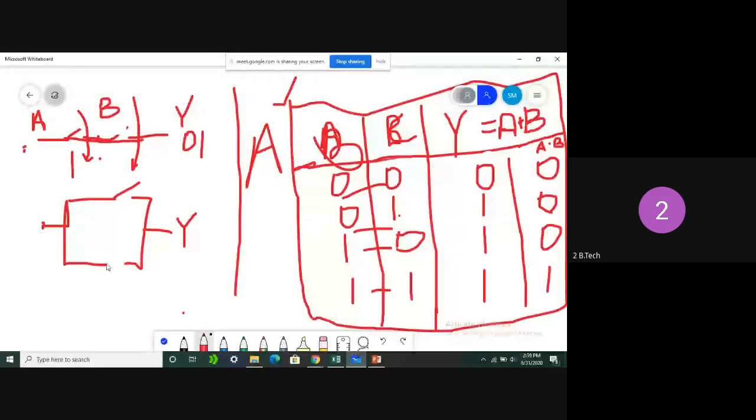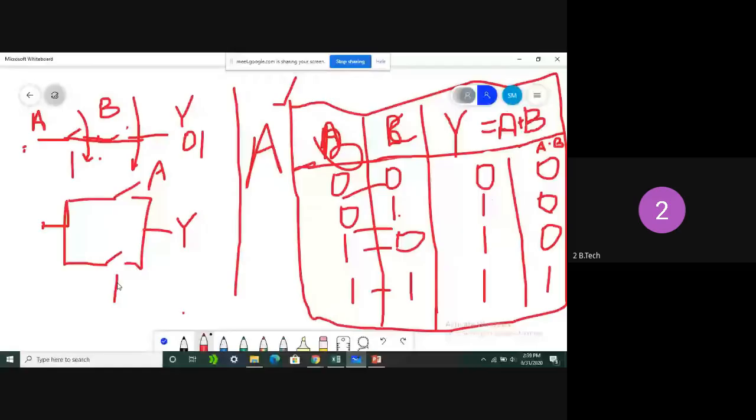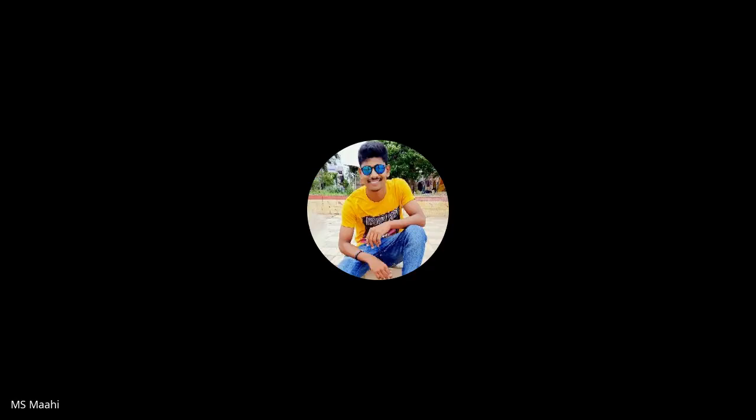Consider this is A and this is B signal path. If B is 0 and A is 1, in the sense it is closed, so directly we can get a path from input to output. So we will get output. Clear all of you?